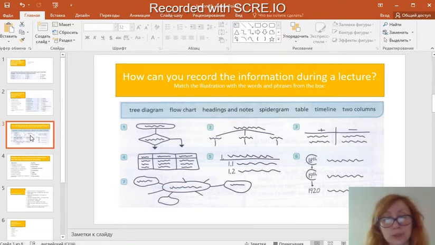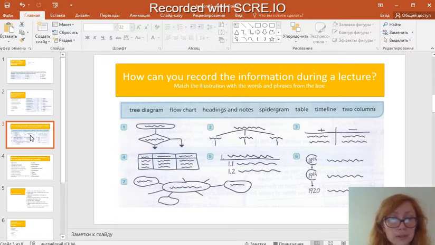You have got the heading and some notes underneath. Spidergram. When you speak about some problem, you put it in the central part of this diagram, and then there are some related issues, problems. So that would be number 7. Looks like a spider, probably. Table. Table, that's easy. That is number 4. How often do you organize your information in a table? I guess very often. Timeline.